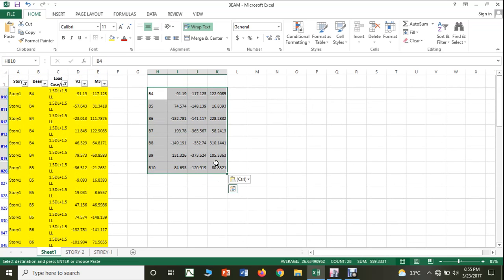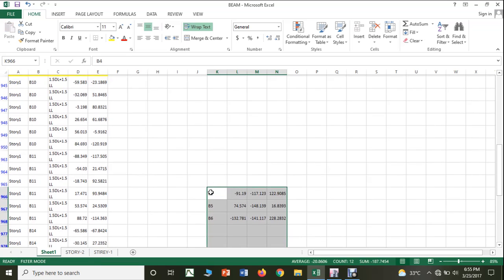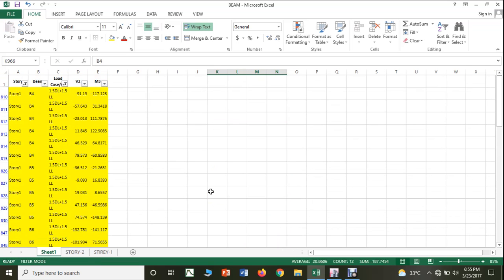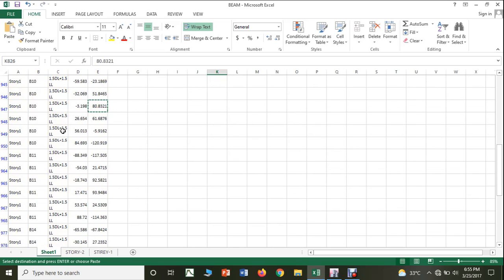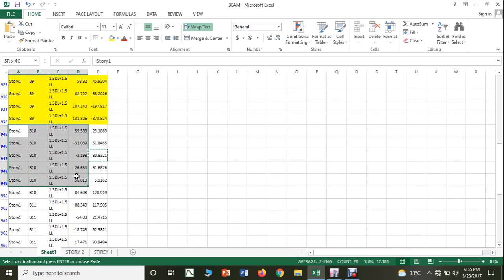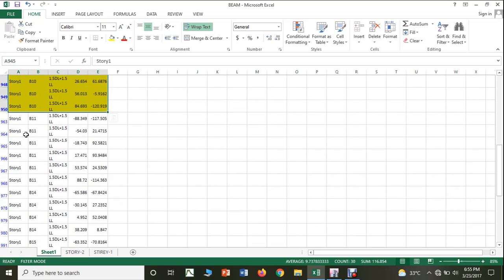What I will do is I'll just cut it here. Let me put it somewhere here. So that is 80, and that is all about beam 10. The next that you can have is beam 11.